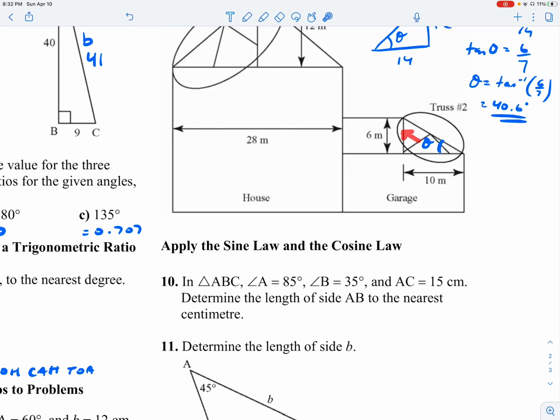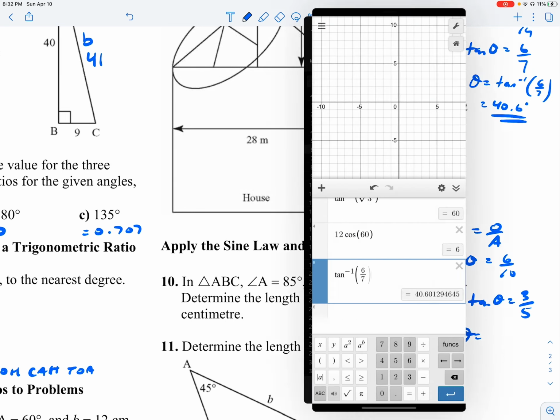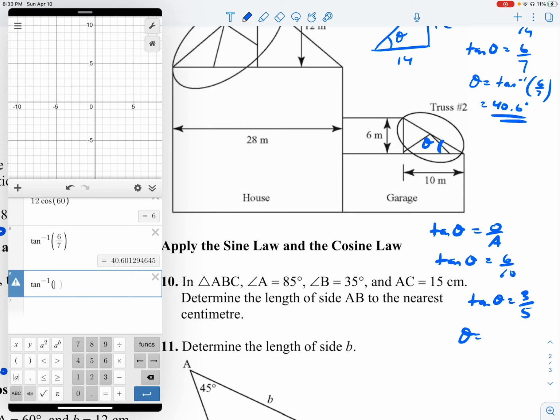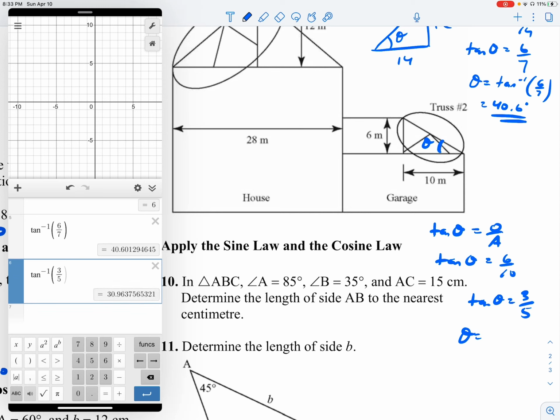So I'm given the opposite. I'm also given the adjacent. So that's going to be tan again. So tan theta equals opposite over adjacent. So tan theta equals 6 over 10. I should simplify this. So we'll divide both sides by 2, and we'll get 3 over 5. So theta is going to equal tan inverse of 3 over 5. Make sure you do the tan to the negative 1, or tan inverse 3 over 5. That's 31 degrees. So that one's also safe.